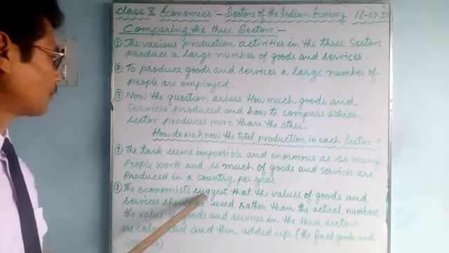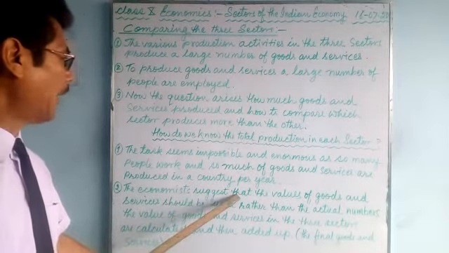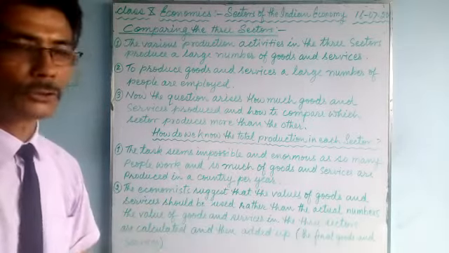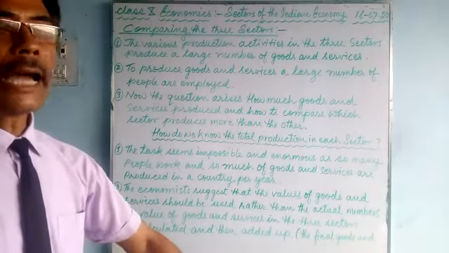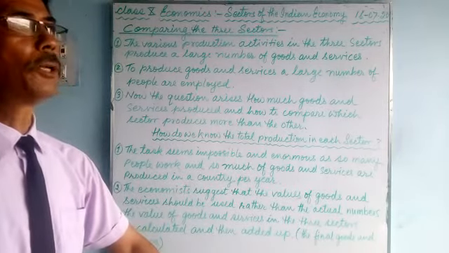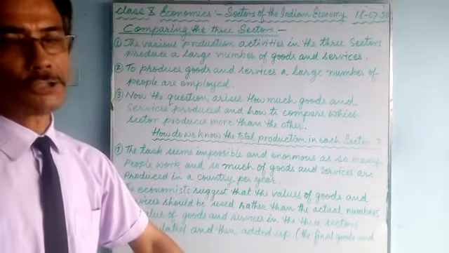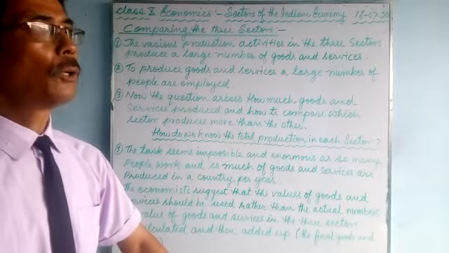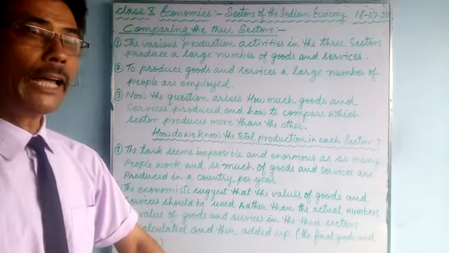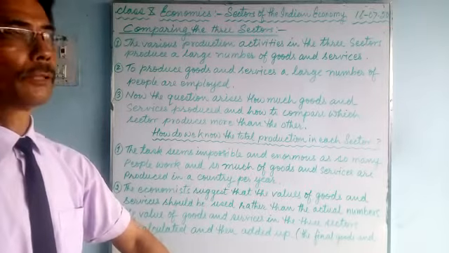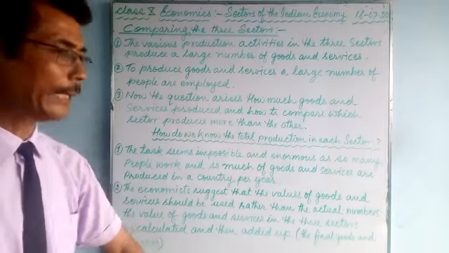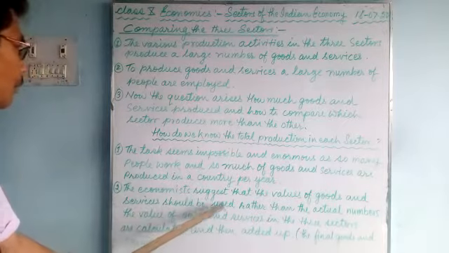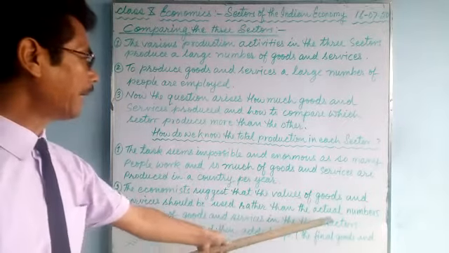The economists of a country suggest that the value of goods and services should be used rather than the actual numbers. How many items are produced? Suppose a factory produces bottles. How many bottles are produced is not to be counted. Per year, how much value it has generated, or the value of products added, not the numbers. So the values of goods and services should be used rather than the actual numbers.